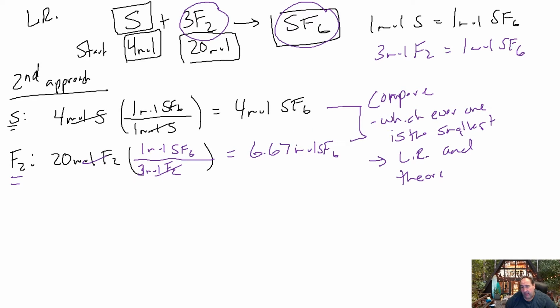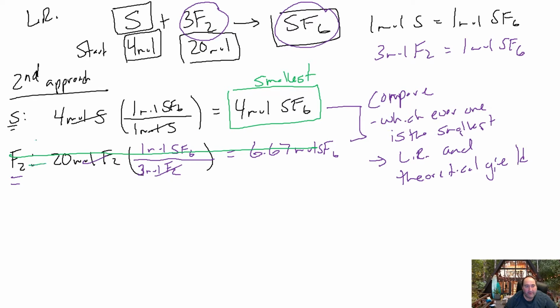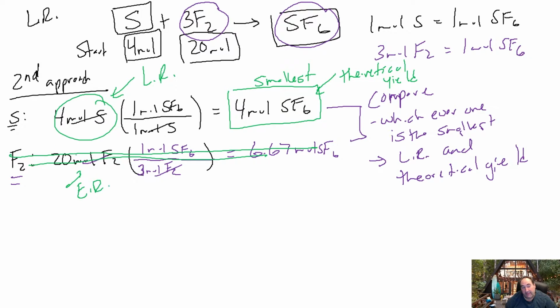So let us take a look at that. When comparing these two answers, it is obviously 4 that is our smallest, which means this would be the wrong answer. So we'll cross it out. This would be our theoretical yield in moles. And once again, you could convert to grams at this point. That would also mean that sulfur was our limiting reagent. By the way, that would also mean that this one would be our excess reagent.